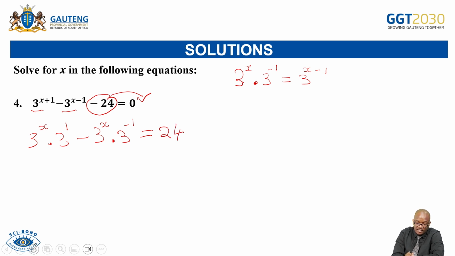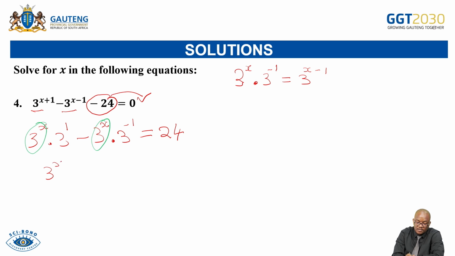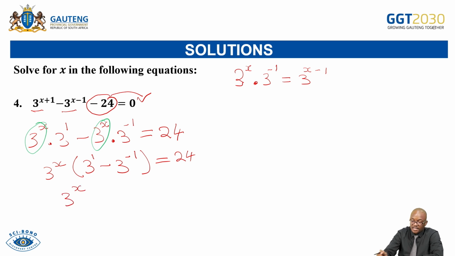So we apply the very same method of taking out the common factor. Then in this case, when you take out the common factor, you're going to have 3 to the exponent of x into 3 to the exponent of 1 minus 3 to the exponent of negative 1. It's equal to 24. So we're going to have 3 to the exponent of x. And if you say 3 minus 3 to the exponent of negative 1, we are going to get 8 over 3. Then it's equal to 24.